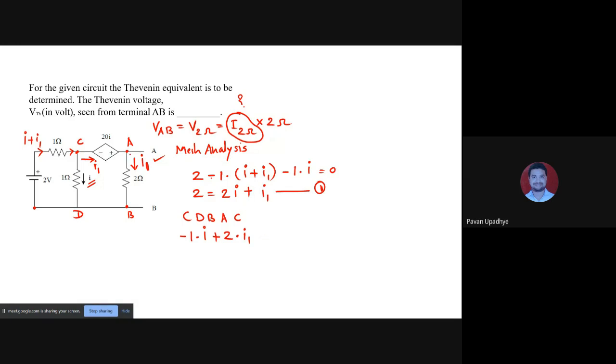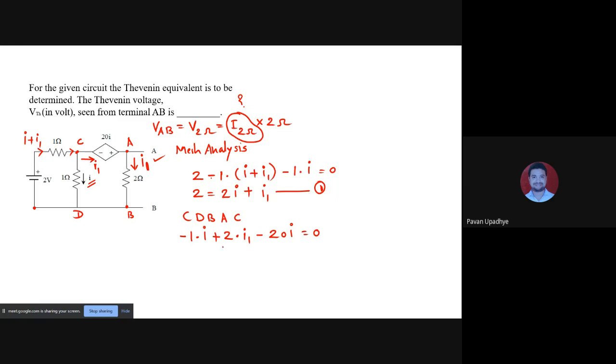Now while moving from A to C, I come across a dependent voltage source, whose magnitude is 20I. I am moving from the positive terminal of the dependent voltage source to the negative terminal, so it is as good as a fall in potential. That is why it should be written minus. And I have reached C, the starting point, so this is equal to 0.